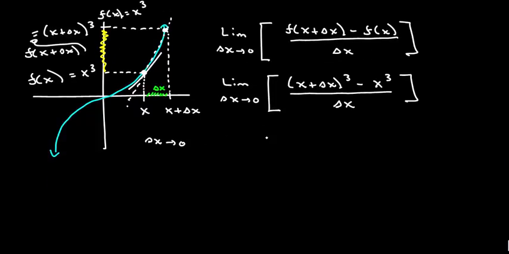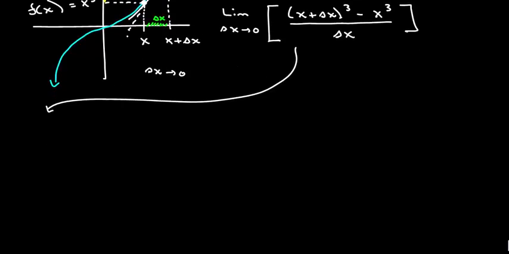So let's keep working this guy out. This is going to give me the limit. Actually, I'm going to need some space here, so I'm just going to draw a line over here, and we'll work that guy out. So that's the limit as delta x goes to 0 of the following.